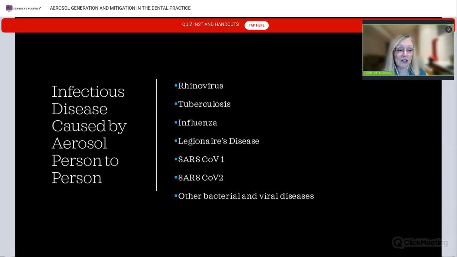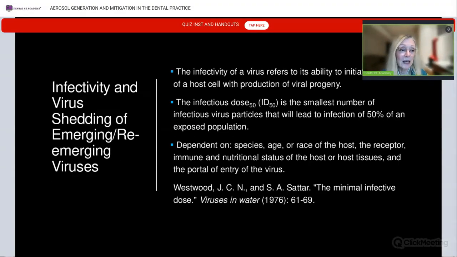All right, so infectious disease can be caused by aerosol from person to person, and these are various: rhinovirus, tuberculosis, influenza, Legionnaires' disease, SARS-CoV-1 and 2, other bacterial, viral diseases, and fungal diseases. And infectivity and virus shedding of emerging and re-emerging viruses. Not all viruses are as robust. Some will not live on a surface for very long.